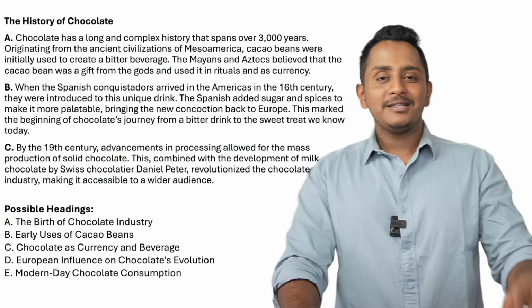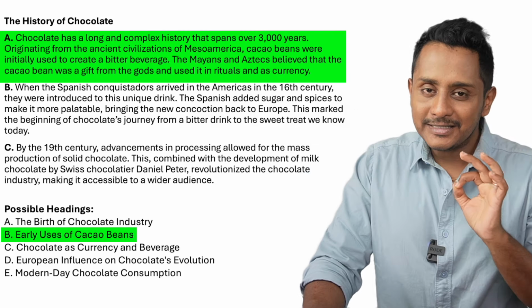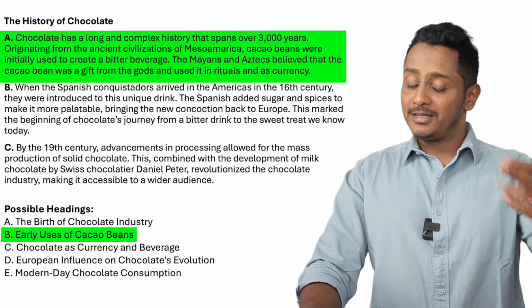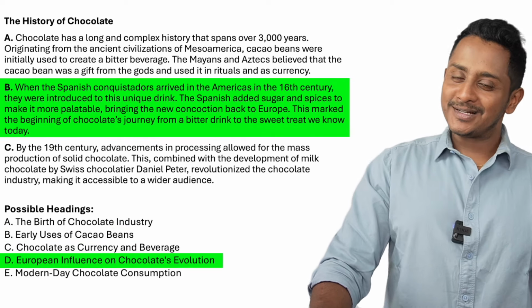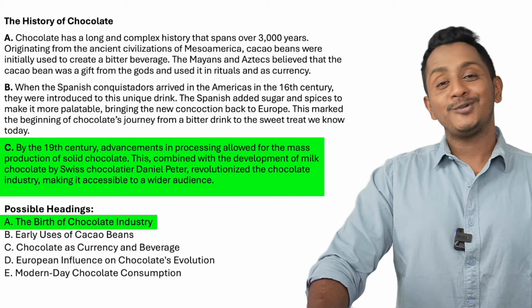So hope you're getting it. The exact heading for the paragraph A is early uses of cocoa beans. The perfect heading for the paragraph B is European influence on chocolate's evolution. The perfect heading for the paragraph C is the birth of chocolate industry.